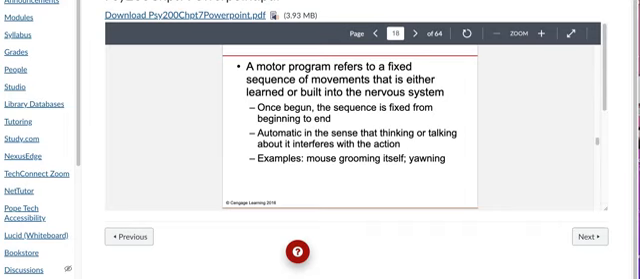Think back to when you first learned to type. You had to hunt for each letter. Now your fingers fly across the keys without you thinking about it. That's a behavioral sequence becoming automatic.